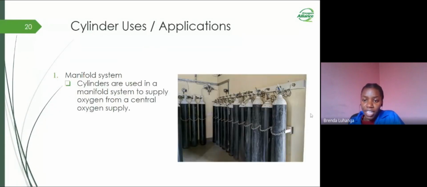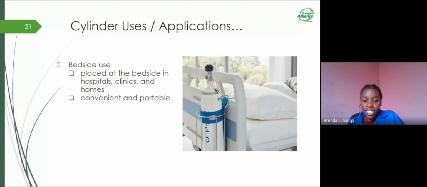So, in Manifold systems, the cylinders are used to supply oxygen from a central oxygen supply, and it is from this manifold that the oxygen is piped to various patient rooms and beds through a network of pipes and valves. From there, each patient's oxygen flow can be controlled independently at the bedside, ensuring that there is precise oxygen flow according to their needs.